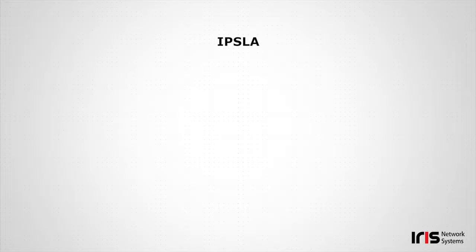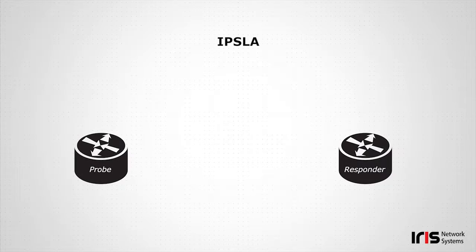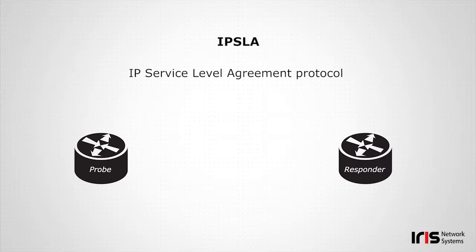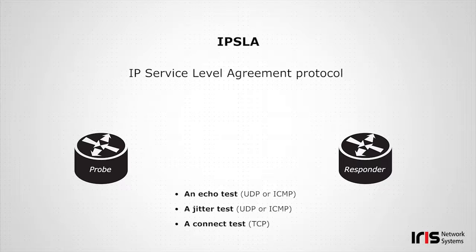IPSLA. IPSLA was first implemented by Cisco on their platform, but similar mechanisms exist on other platforms such as Juniper RPM and Huawei NQA. IRIS can collect data from all of these. IPSLA is an IP Service Level Agreement protocol that does a test between two enabled devices and reports on this test. There are various tests such as an echo test, a jitter test, and a connect test to name a few.